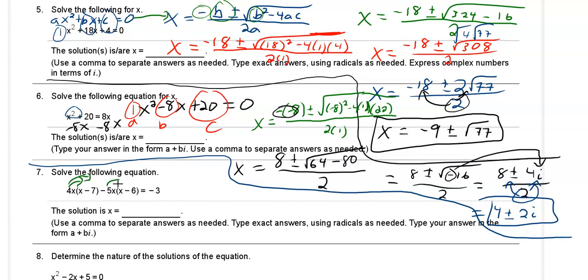because we're going to have to solve this, get rid of the parentheses, so we'll have to distribute. We'll get 4x squared minus 28x. So now we have x squared. We'll get minus 5x squared plus 30x equals negative 3.